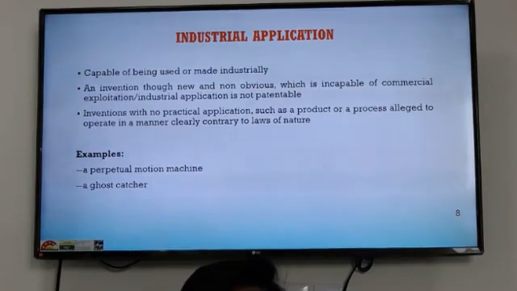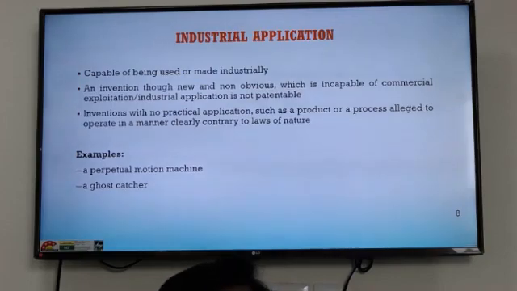Or if you have something that has no practical application. So for example, if you come up with a product or a process which operates in a manner contrary to laws of nature, then that is not something that is going to be patentable.